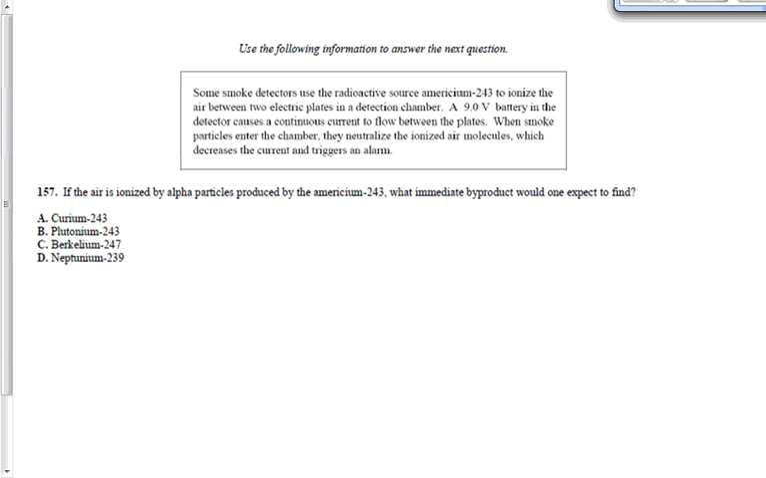Okay, this question says, some smoke detectors use the radioactive source americium-243 to ionize air between two electric plates in a detection chamber. You got a battery that's causing a current. When smoke enters, they neutralize these ionized air molecules, which decreases the current, triggers an alarm. There's a lot of stuff in here that we don't need to know the first thing about, right? What do we need to know? Well, we need to know that we're starting with americium-243.